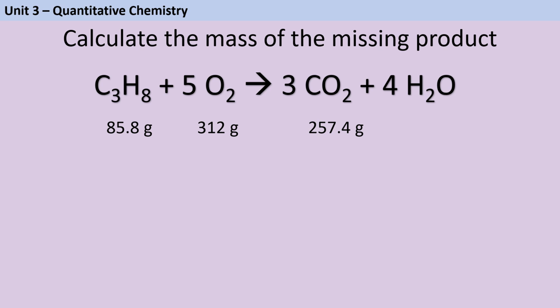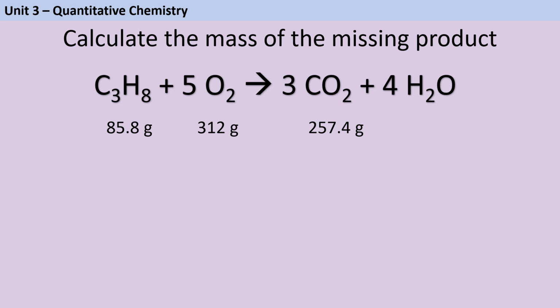So a very straightforward question, probably on the foundation tier paper, might ask us to work out the mass of a chemical that's not included in our data. So here I've got 85.8 grams of propane reacting with 312 grams of oxygen, and it's producing 257.4 grams of carbon dioxide and some water, and I don't know how heavy the water is.